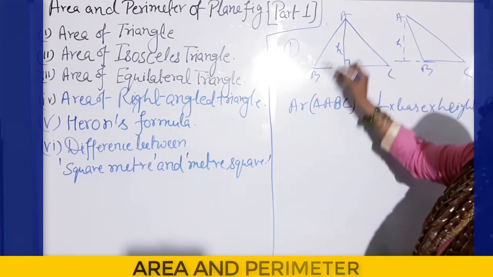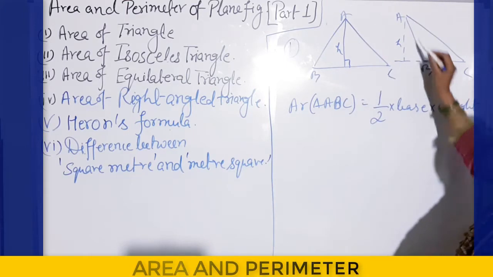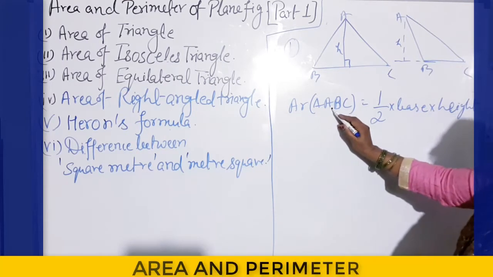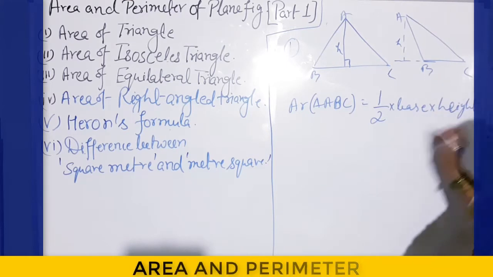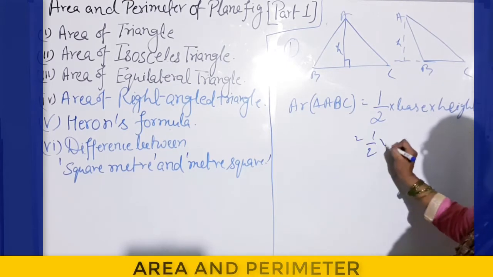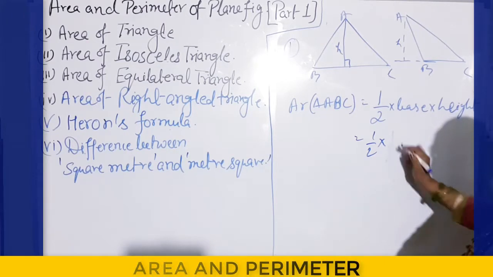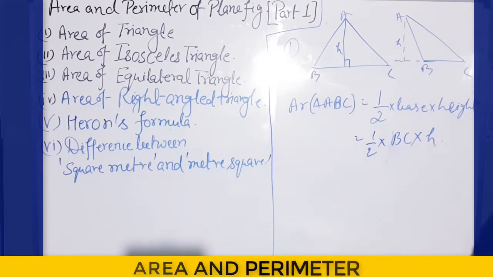For this ABC, and same thing for this triangle, if an obtuse triangle is given, then also area of triangle ABC is equal to half into base into height. Half, base is BC, and height is H. That is the formula. Area of triangle is half into base into height.